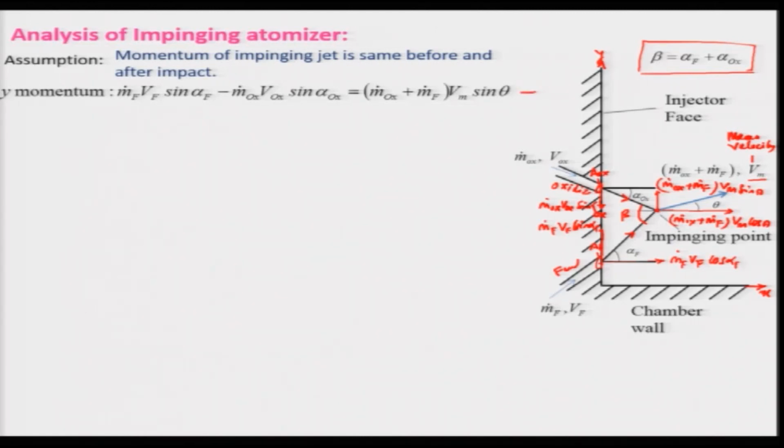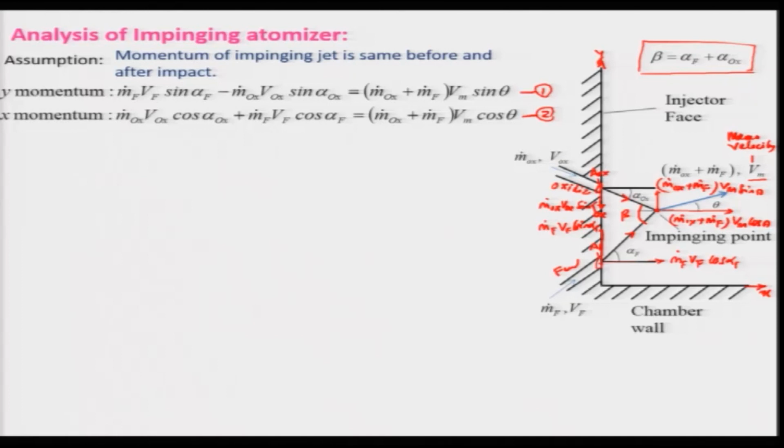Let us say this is your equation 1. Similarly, we can write down the x momentum as m dot Ox V Ox cos alpha Ox plus m dot F V f cos alpha f is equal to m dot Ox plus m dot F times V m cos theta. Keep in mind that these are all along the x direction, therefore it is positive. Let us say this is equation 2.